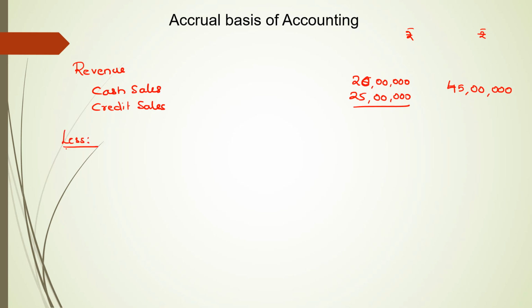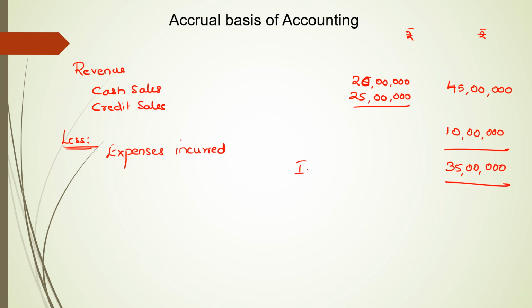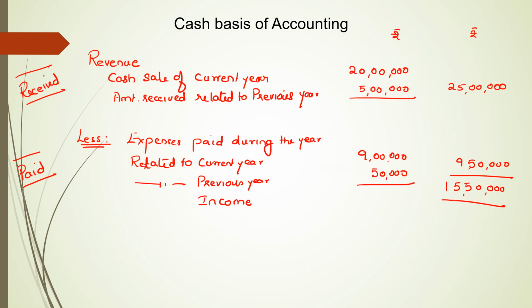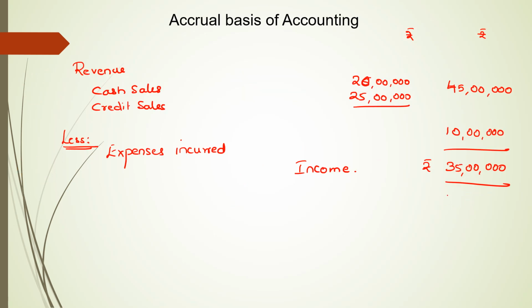From this, we have to subtract the expenses which are incurred. So expense incurred is rupees 10 lakh. So totally 35 lakh is the income of the year when you're following accrual basis of accounting. So this is how in cash basis of accounting you're getting income of 15 lakh 50,000, whereas on accrual basis of accounting it amounts to 35 lakh.